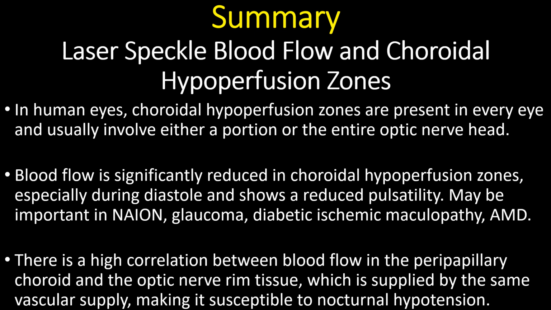We found a very high correlation between blood flow in the peripapillary choroid and the adjacent optic nerve rim tissue, which is supplied by the same vascular supply, making it susceptible to nocturnal hypotension.